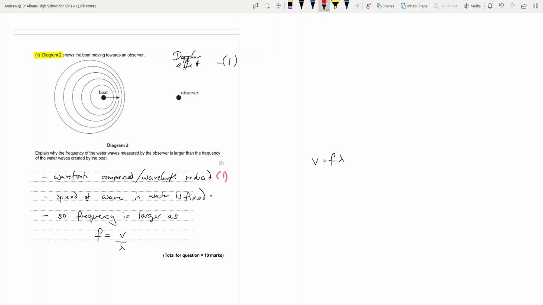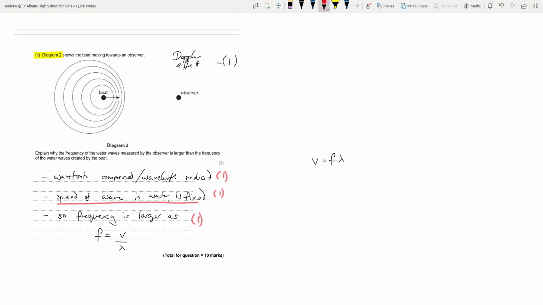You get 1 mark for making a comment about the wavelength being reduced. You get another mark for commenting on the fact that the speed of the wave in the water is a fixed and constant value. And the third mark is for interpreting that using wave speed equals frequency times wavelength. The thing that's often forgotten in most of the explanations of this is this second point. This is the thing that people often forget, but it is critical, because if this wasn't fixed, then you couldn't make any predictions at all.